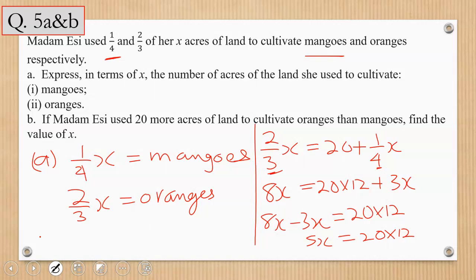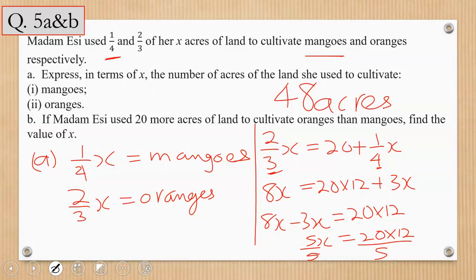And like I said, I'm not writing 240. I'll just leave it like that. I'm going to divide both sides by 5. You see, it is easier to divide 20 by 5 than to divide the whole 240 by 5. 20 divided by 5 is going to give me 4. And then 4 times 12 will give me 48. So 48 acres of land was made available to cultivate mangoes and oranges.